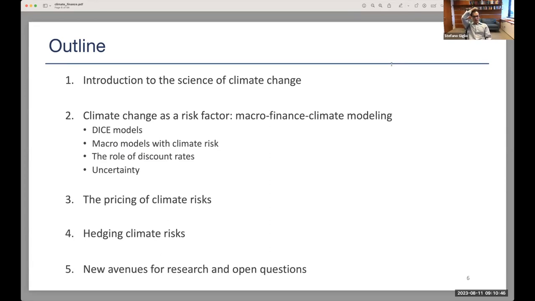Okay, so that's the outline for today. I will do a very, very brief introduction to the science of climate change. Then I'm going to spend quite a bit of time on thinking of climate change as a risk factor. I'm going to start from models that model climate and the economy, and then I'm going to add finance to them. Then I'm going to talk about the pricing of climate risk, which is, in a sense, going to be an implication of those models. Those models are going to have something to say about how investors in the economy should perceive climate risk and how prices should react to that. And then I'm going to ask how we as investors can use all this information in the part above to hedge climate risk. And then I'm going to close with a list of some avenues for research and what we still don't know, which is a lot.